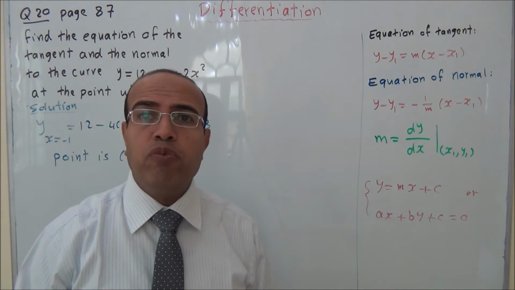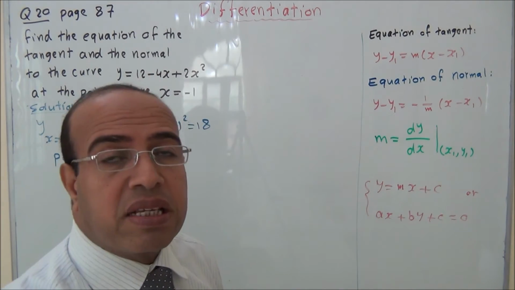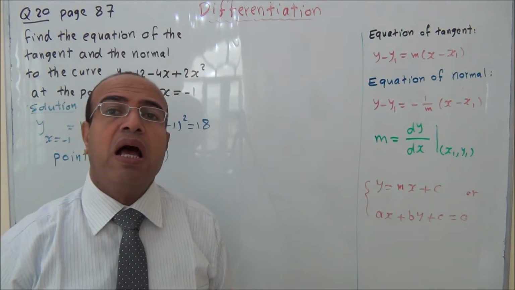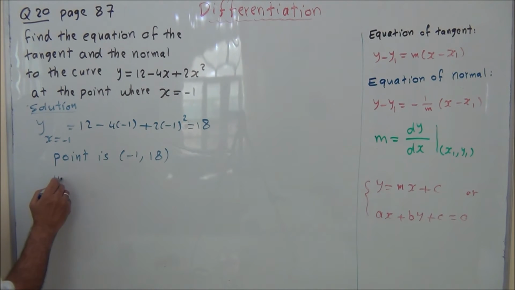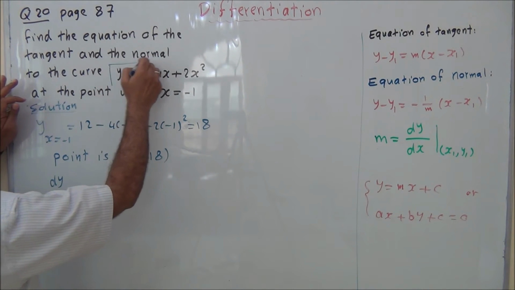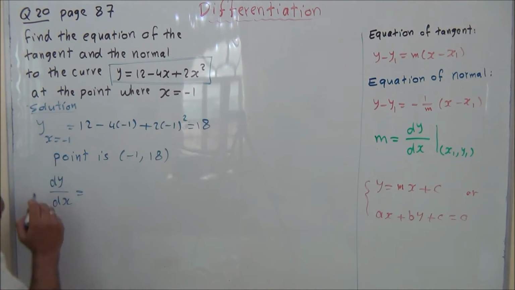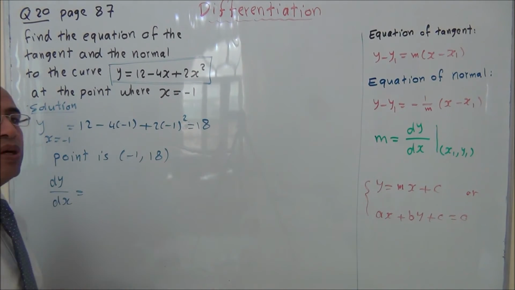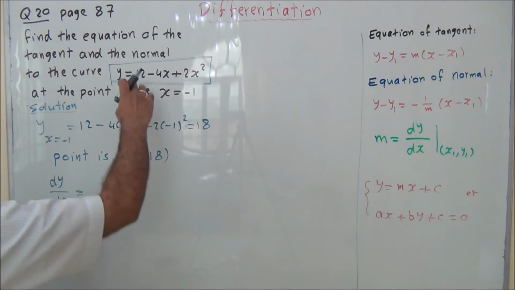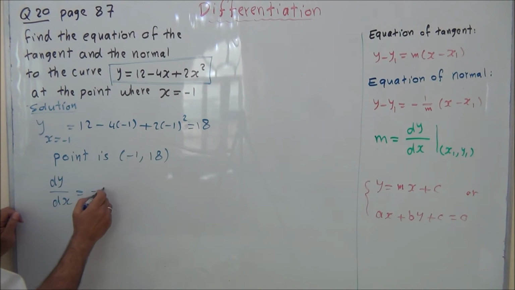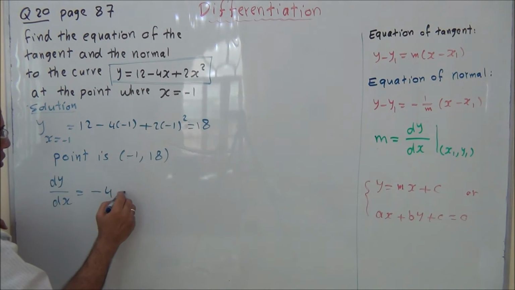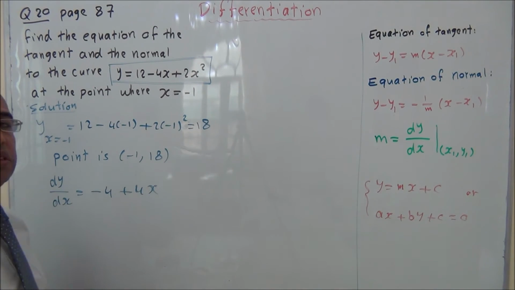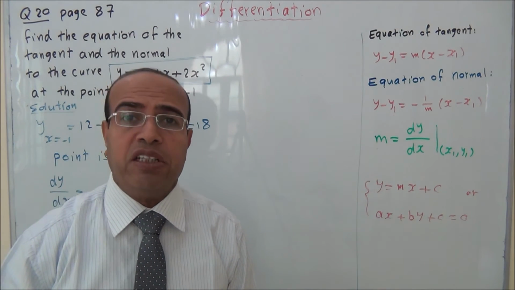The second step, we find dy by dx, the gradient of the tangent at any point. So the gradient at any point is denoted by dy by dx. So we differentiate y, the equation of the curve. Differentiation of 12 is 0 because it's constant. Differentiation of negative 4x is negative 4. Differentiation of 2x squared, 2 comes down, 2 times 2, it is 4x. So this is dy by dx, the gradient at any point.